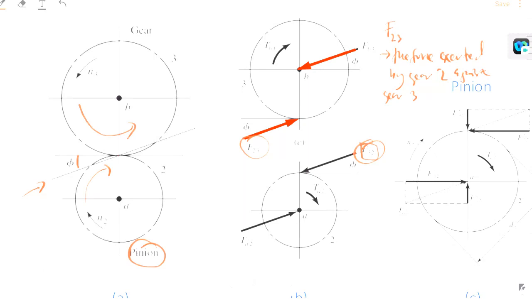If the rotational speed is in this direction, this is the action line. On gear 2, the forces act in this direction along the action line. Because the driver and the driven actually have the same forces, F32 and F23 are the same forces in different directions.